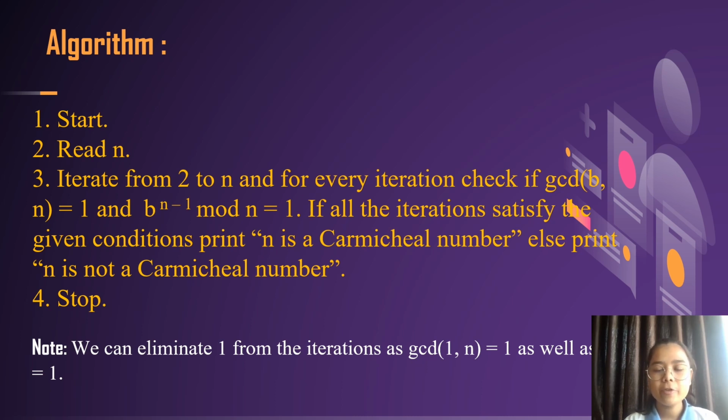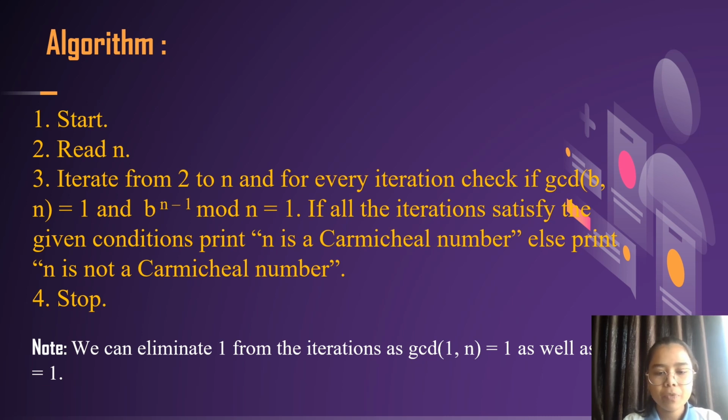Here we have to note that we can eliminate 1 from the iterations, as GCD(1, n) is equal to 1, as well as 1 raised to n minus 1 mod n is equal to 1. So we will understand this algorithm by taking an example. Here we have taken the example of n equal to 4.